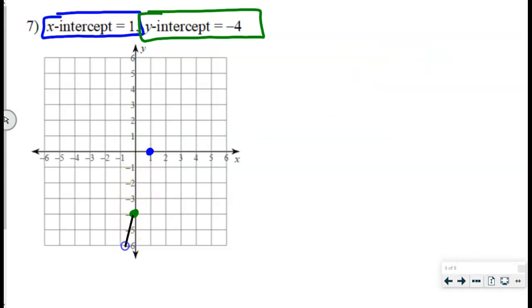Yep. Ooh, that's ugly. So there we go. We have a line. At this point, if my teacher asked me to create an equation for the line, I sure could, but that's a thought for another problem.